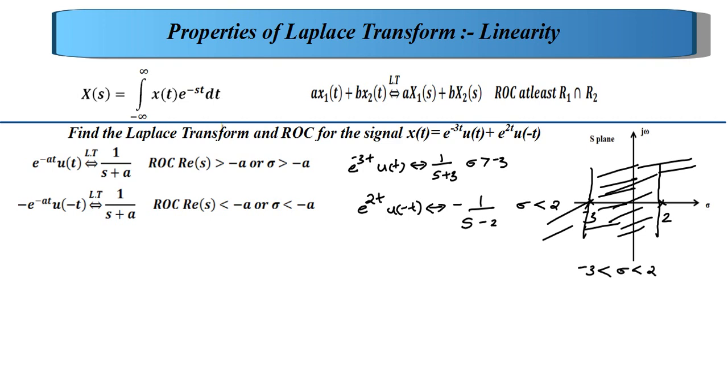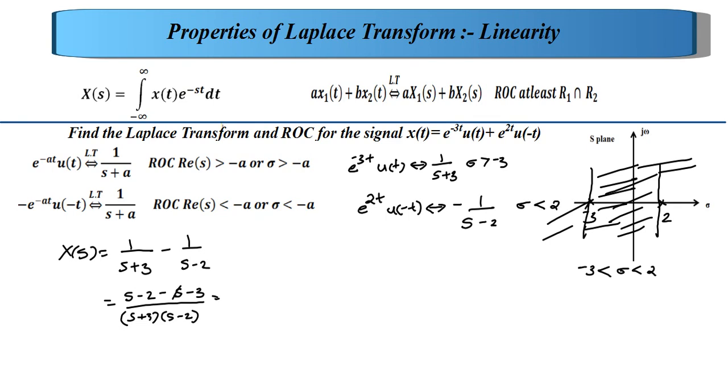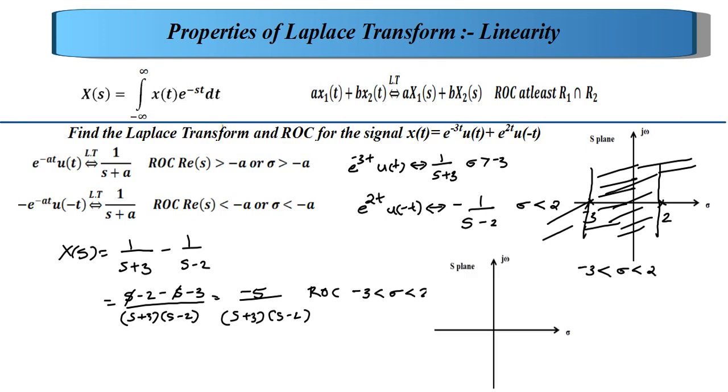Okay, so I can combine the result. So I can write X of s is equal to 1 by s plus 3 minus 1 by s minus 2, and after simplification you will get (s minus 2 minus s minus 3) divided by (s plus 3) into (s minus 2), and in the numerator these two s cancel, so remaining is minus 5 by (s plus 3) into (s minus 2), and the ROC exists from minus 3 to 2, so you can write like this.